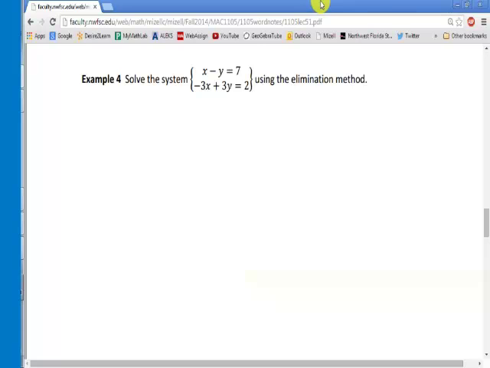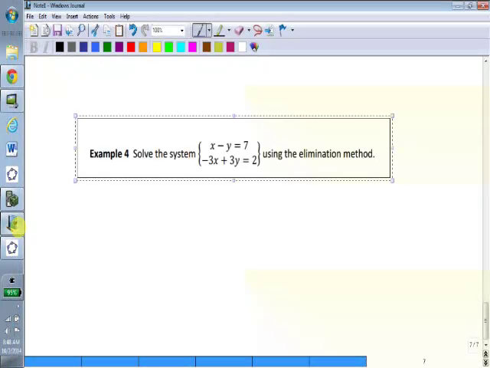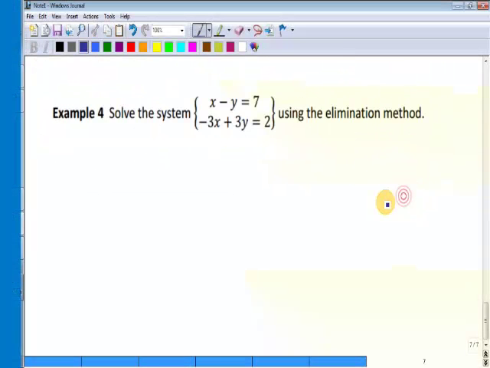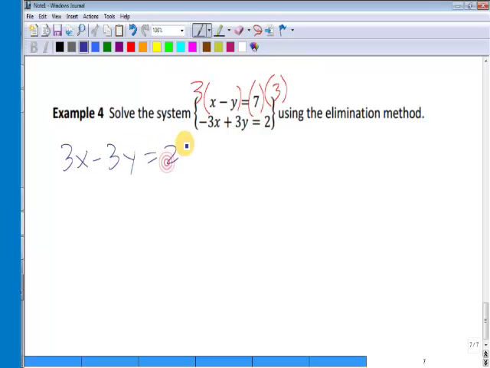Example 4. If we're using the elimination method, you want to eliminate the x's or the y's. Trick question, of course. The x's. So we've got an x, we've got a negative 3x. So we need a positive 3x to go with that negative 3x, so they'll cancel. So multiply both sides of the top equation by 3. I'll put a 3 there, 3 there. And when we rewrite this, we get 3x minus 3y equals 21. And then copy the bottom equation, negative 3x plus 3y equals 2.